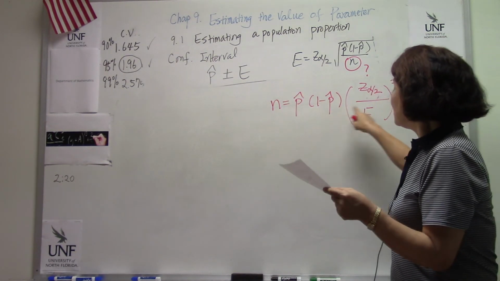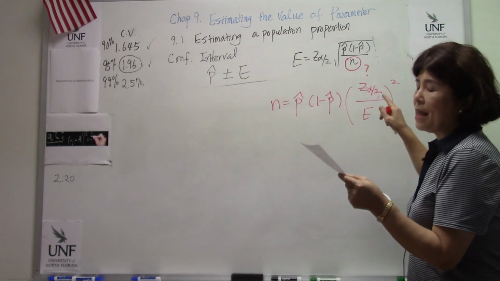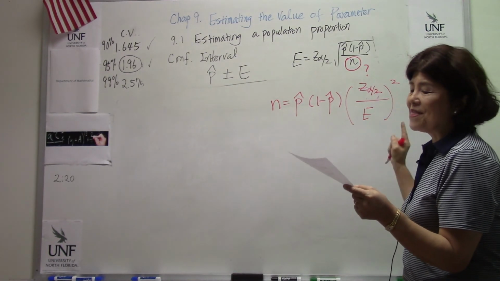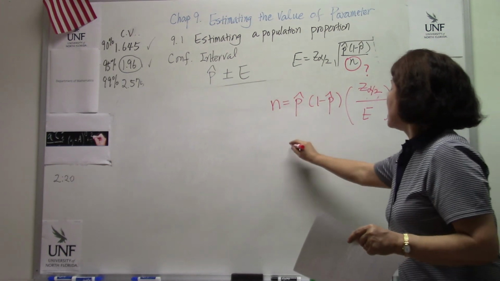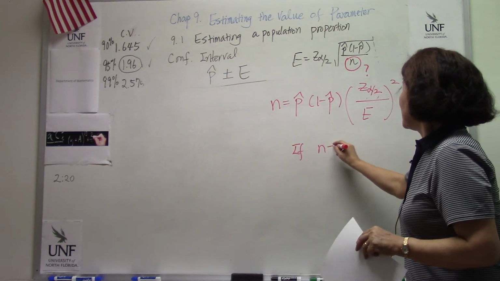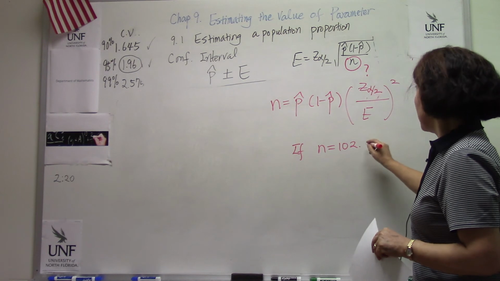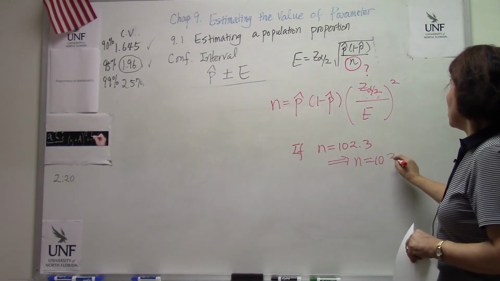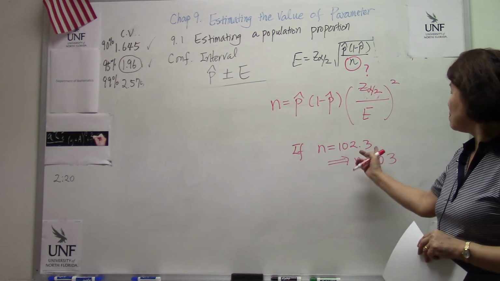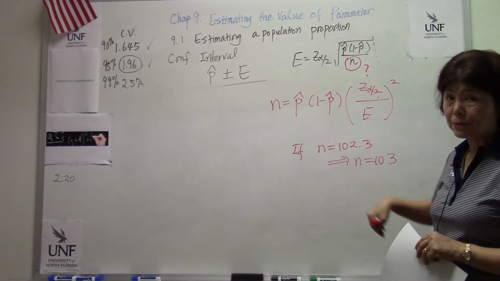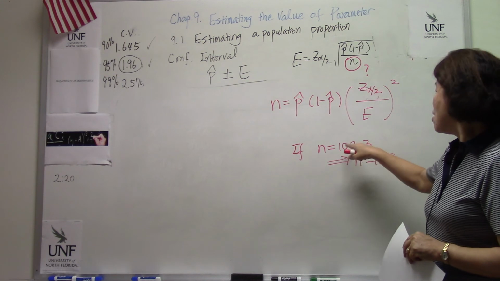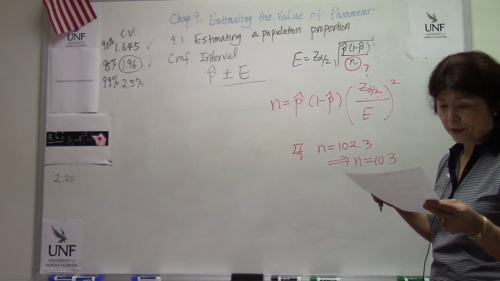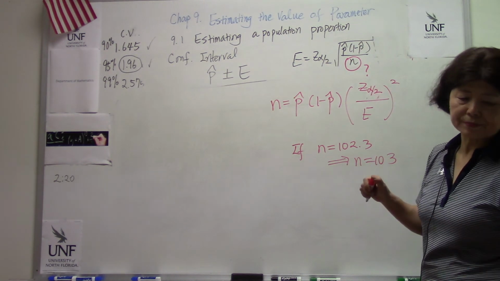Once you compute this, this is a very important part: round it up to the next integer. So if you have n equals 102.3, your answer is going to be 103. It doesn't matter, regardless, it's not a regular rounding. Always round up to the next whole number. That's what you need to do.